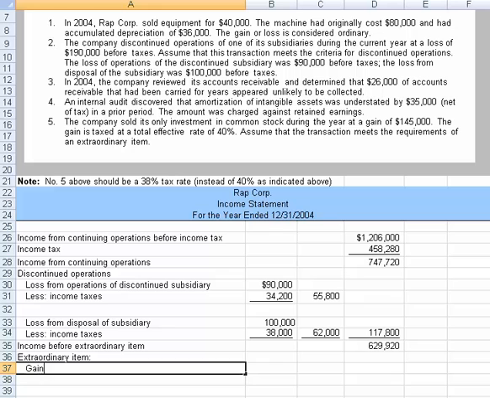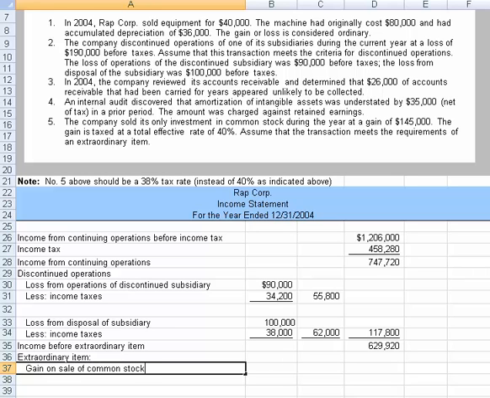the gain. What was our gain caused by? It sold its only investment in common stock during the year at a gain of $145,000. The gain is taxed at a rate of 40%. Now we're going to assume again everything is 38% rather than 40%. Okay? So we had a gain on sale of common stock.